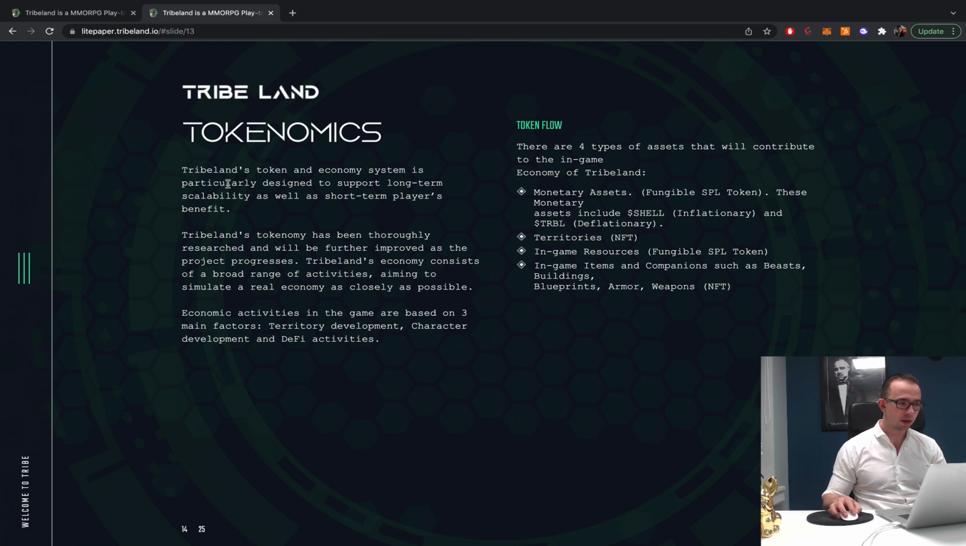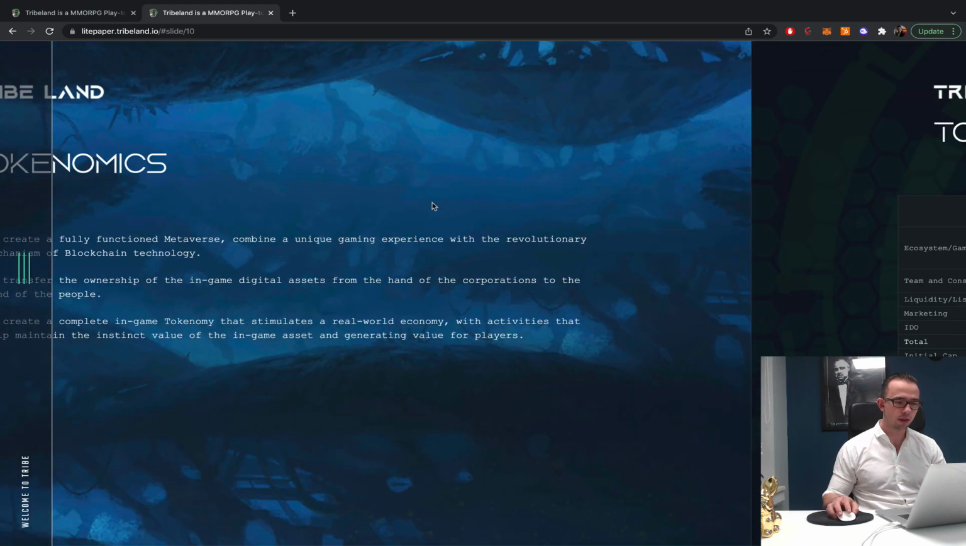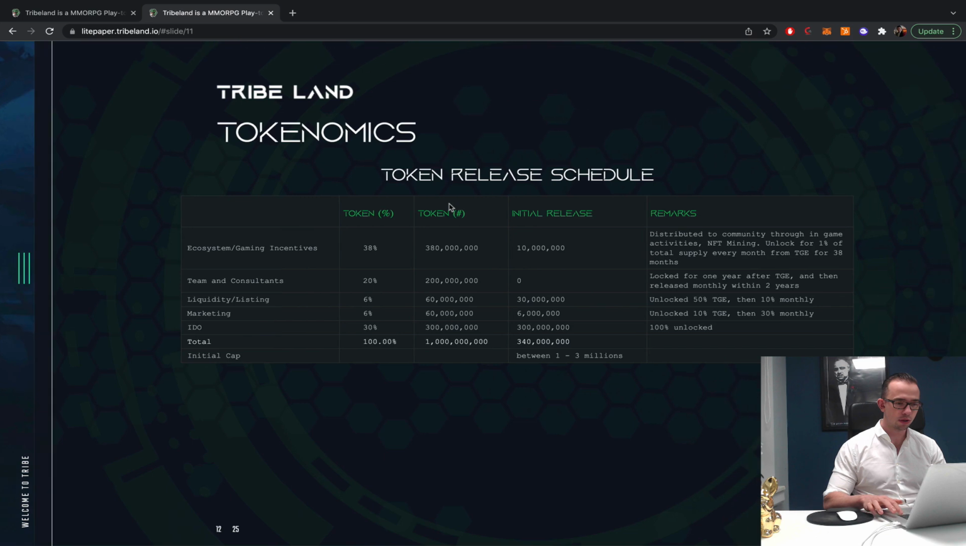Tokenomics. All right, Tribeland's token and economy system is particularly designed to support long-term scalability as well as short-term player benefits. I don't really get that. It looks very much short-term focused. Look, it's scrolling again. Don't scroll. Go back.